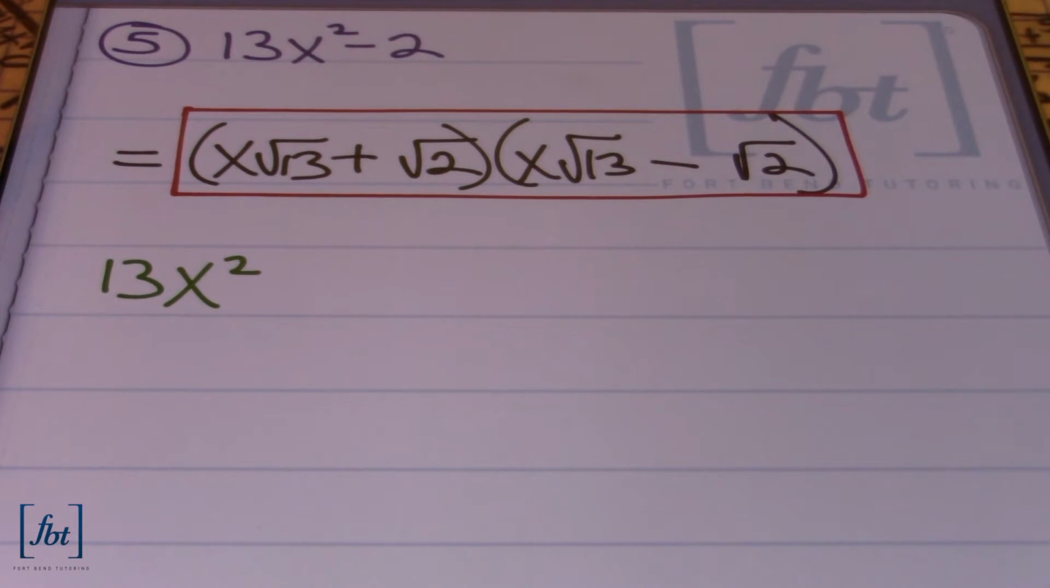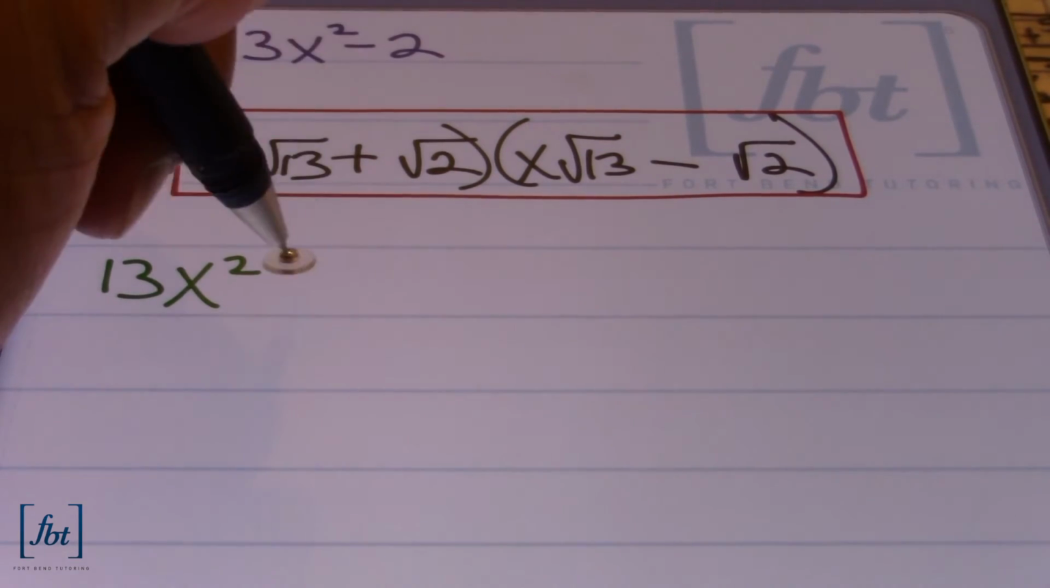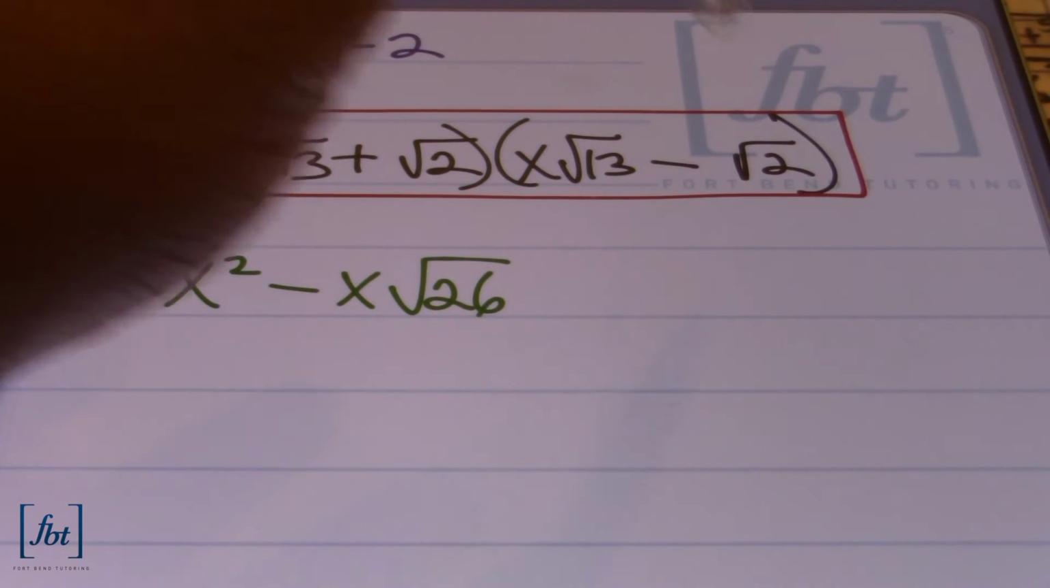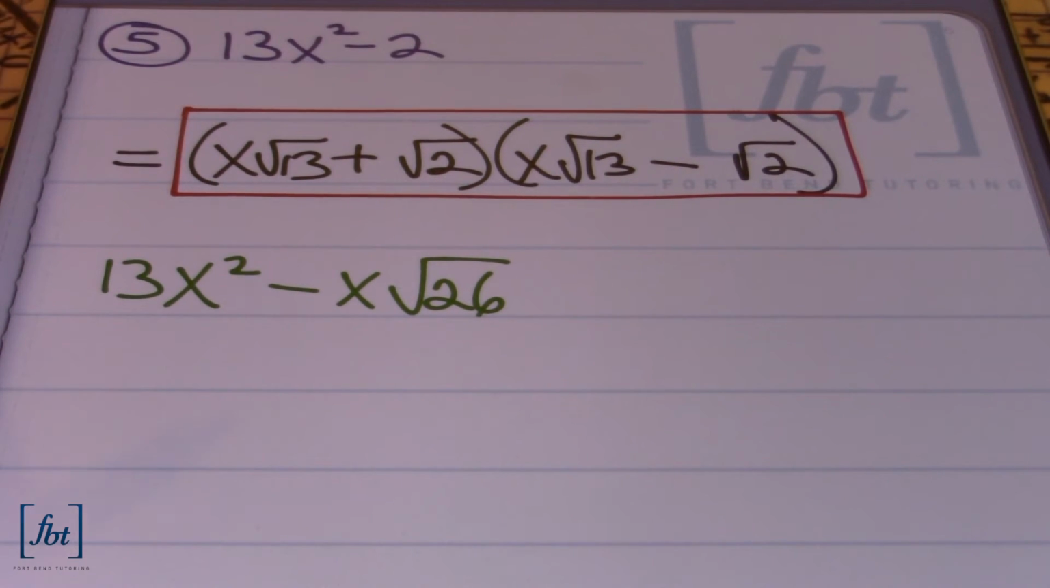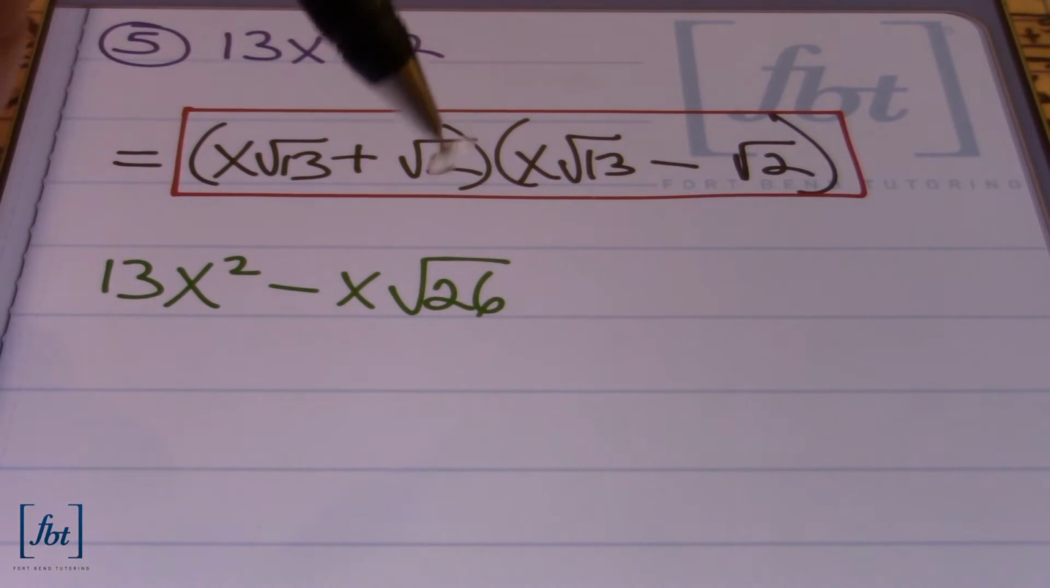It's already looking good. Then from here, we'll have x times the square root of 13 times a negative square root of 2. Well, that gives you a negative x square root of 26, because with your indexes here, because the roots are the same, you can multiply the radicands. So the square root of 13 times the square root of 2 gives you a product of square root of 26. And of course, x times 1 is x.